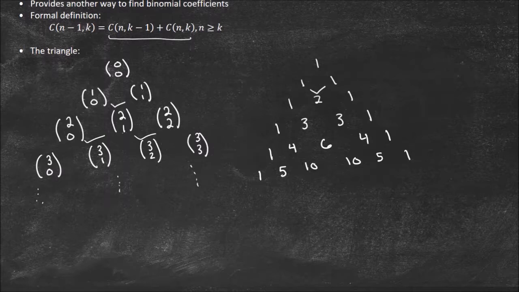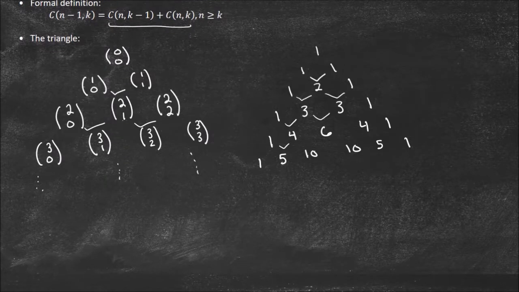and it's going to equal that new one, 2. Here, 1 plus 2 equals 3. 2 plus 1 equals 3. 1 plus 3 is 4. 3 plus 3 is 6. So you can use this to get the coefficients of a binomial. And now let me show you what I mean by that.